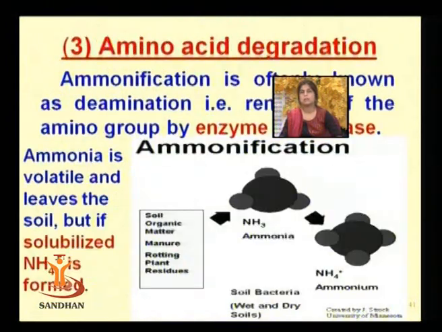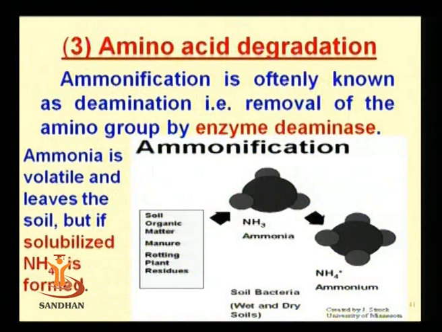Now what? The third step is ammonification. Ammonification is also known as deamination, that is, removal of the amino group by the enzyme deaminase. When ammonification occurs, ammonia is released. Ammonia is a volatile substance. It leaves the soil. But if it is solubilized in water, it converts itself to ammonium ions. And these ammonium ions participate in the further nitrogen cycle. So, our fourth step is nitrification.